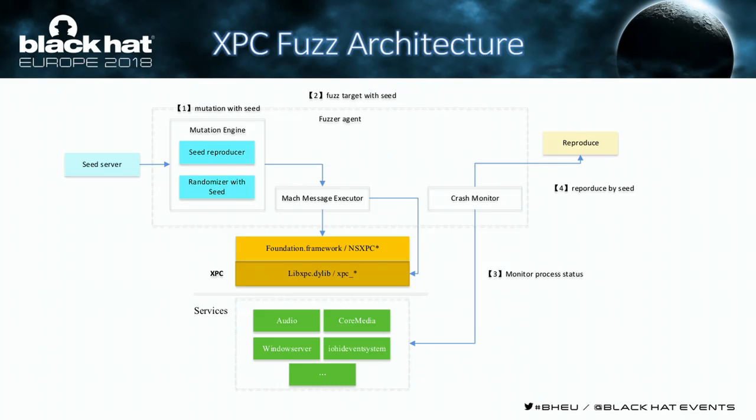With this malformed mach message, we use the mach message executor to send this message to the target XPC service. And for each target service, we can monitor its status and exit code. If it crashed, we can reproduce the crash scenario through the same random number sequence which is generated by this seed.